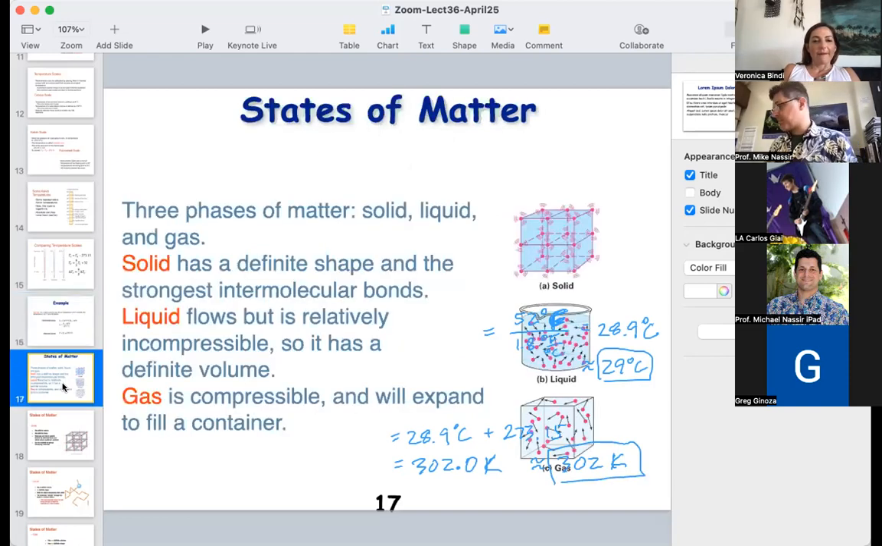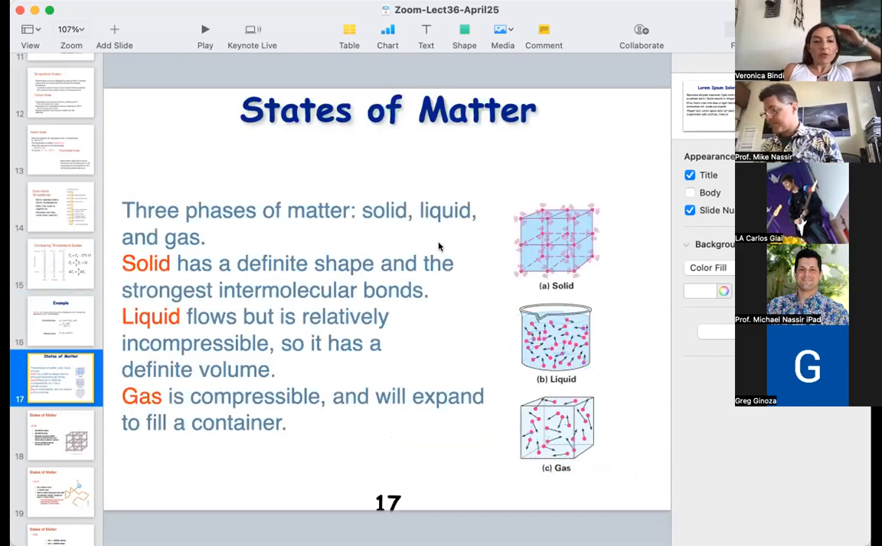My pleasure. Okay, so then we need to define the states of matter. You probably already know these things, but let's see them very quickly, and then we do some examples. We have three phases of matter: solid, liquid, and gas. Solid has a defined shape and the strongest intermolecular bonds. Then we have liquid that flows, but is relatively incompressible, and it has a definite volume. And the gas is compressible and will expand to fill a container completely.